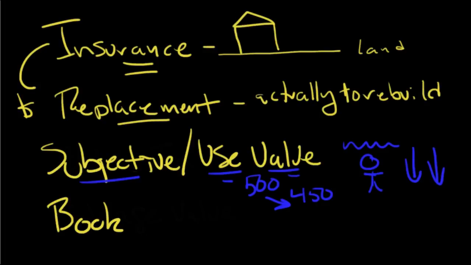Book value is going to be the value of the property that's carried on your balance sheet, on your financial statement. And of course, that's always going to be factored in by how much it cost, minus your depreciation.